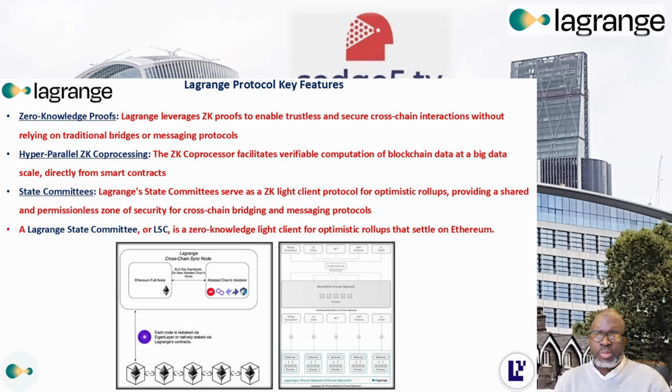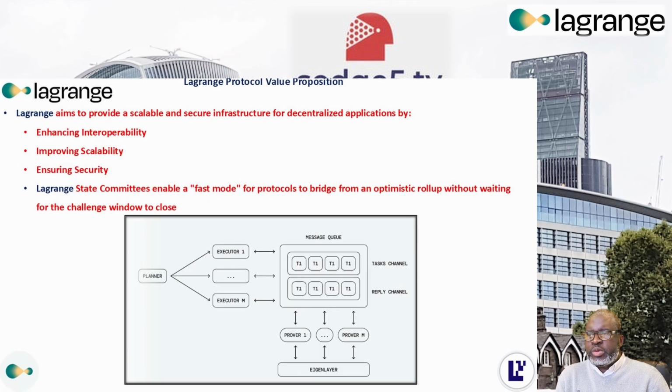Let's move on to the value propositions for Lagrange. It aims to provide a scalable and secure infrastructure for decentralized applications by enhancing interoperability, improving scalability, and ensuring security. Lagrange state committees enable a fast mode for protocols to bridge from an optimistic rollup without waiting for the challenge window to close. This especially addresses a main pain point around cross-chain message latency.